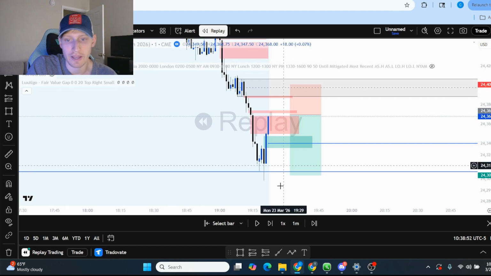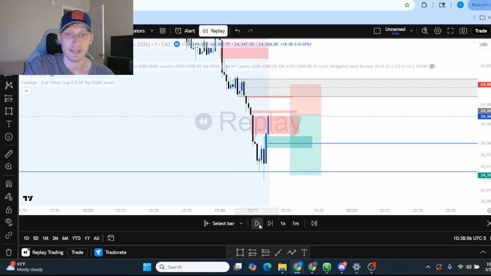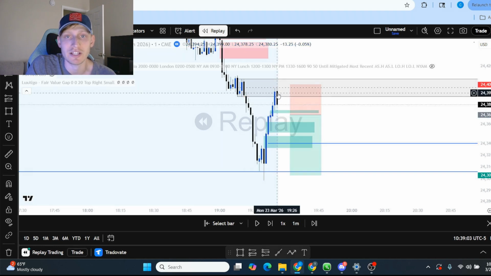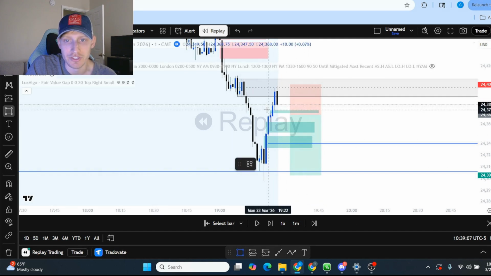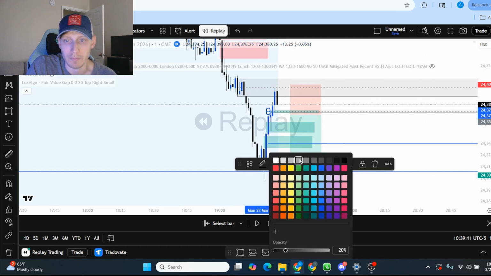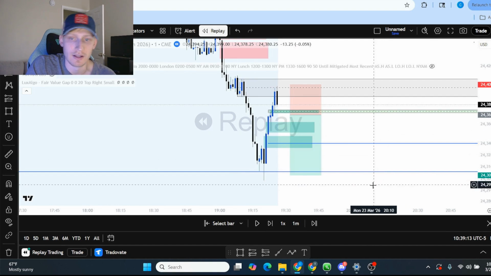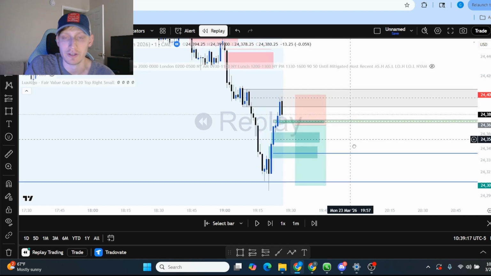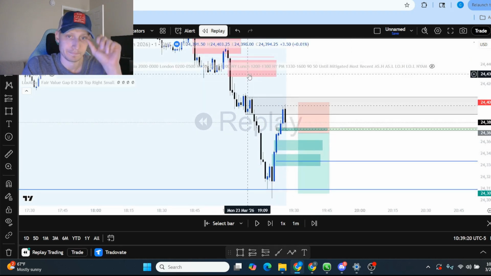But let's go ahead and continue playing this bar replay and show you guys where these fair value gaps are lying. So as you can see here, boom, we launched up into that supply zone and we created a gap right here. This is a 1 minute fair value gap, right? And I make these green if they're bullish fair value gaps, and bearish fair value gaps are red.